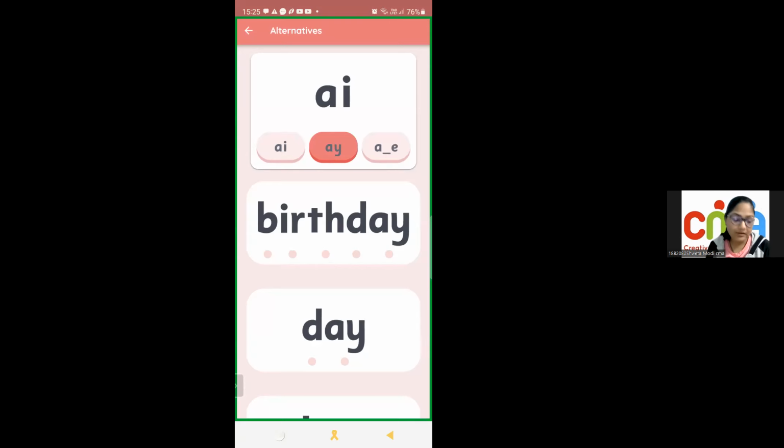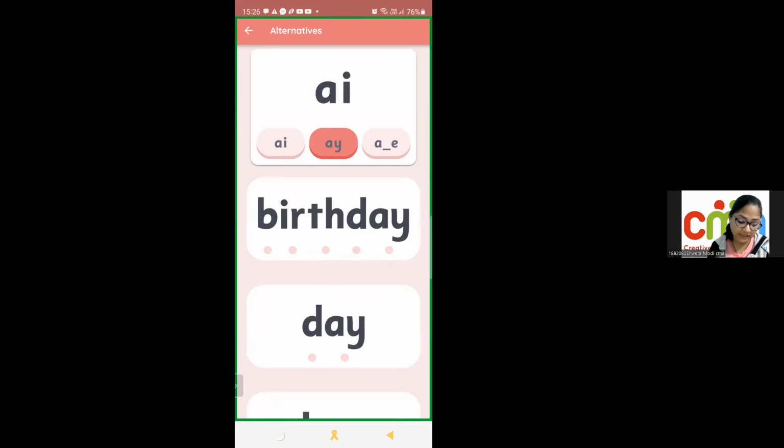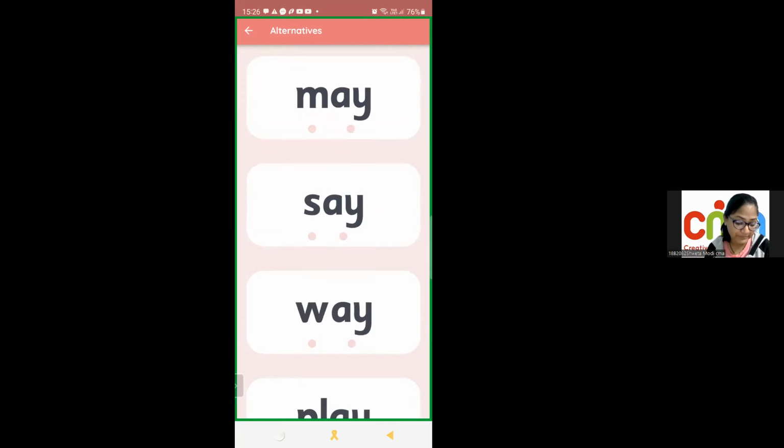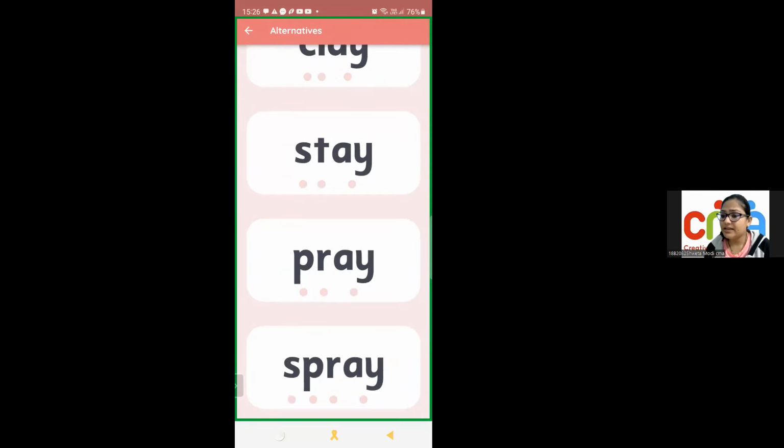Right? So अब देखो यहाँ पे जो rule है, the rule is I is shy. It doesn't want to stand at the last. So I runs away and Y comes in, Tuffy Y comes in. So the rule is shy I, Tuffy Y. Now when you write birthday, day, hey, lay, pay, may, say, way, play, tray, in all these words, it's A sound coming towards the end, and in the end, I feel shy.